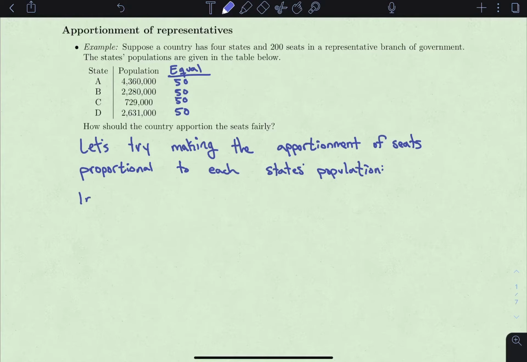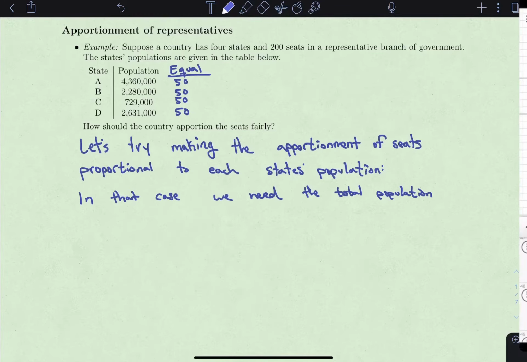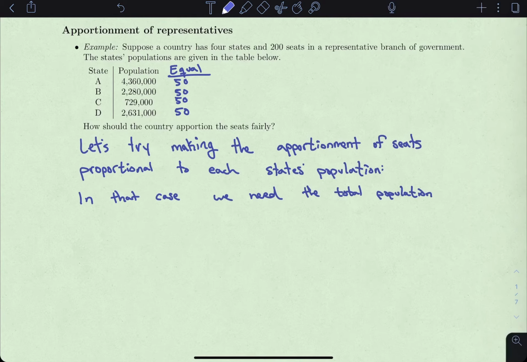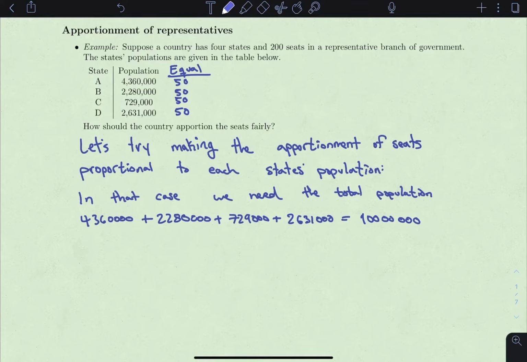Alright, so how do we do that? Well, in that case, we need the total population. So we should add up all those populations. Here we are: 4360 plus 2280 plus 7... I'm just leaving off those extra 3 zeros because they're on all of the numbers that we're adding up, so we can just toss them in at the end. So 4360 plus 2280 plus 731 plus 2631, times 1,000, equals 10,000. Okay, that's a nice simple number to work with.